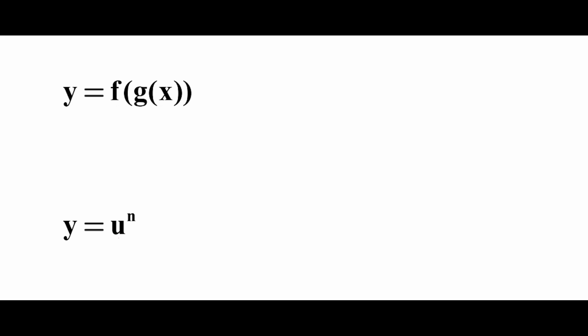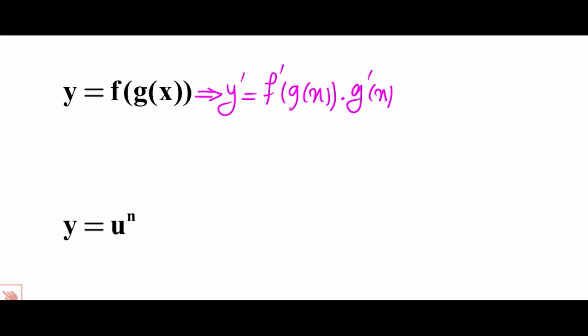In our last video, we talked about the chain rule, and we know that if y is equal to f of g of x, then y prime is equal to f prime of g of x times g prime of x. It means differentiate the outside and keep the inside the same, and then multiply by the derivative of the inside. Okay, now let's use it to find the derivative of this function.